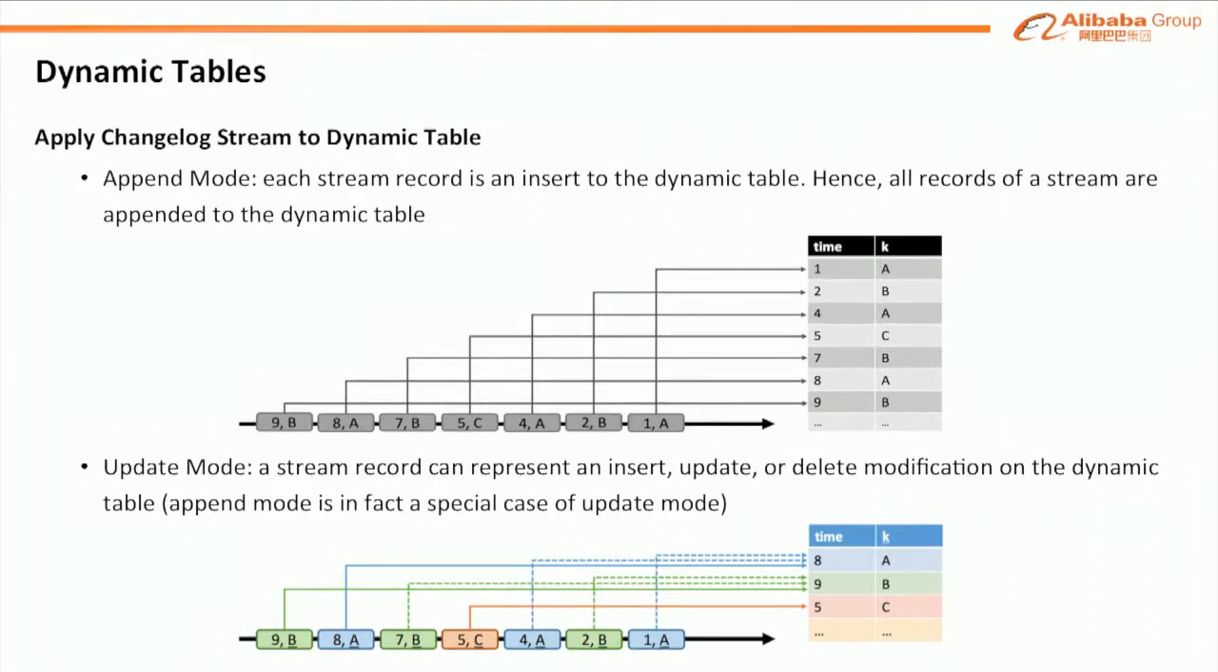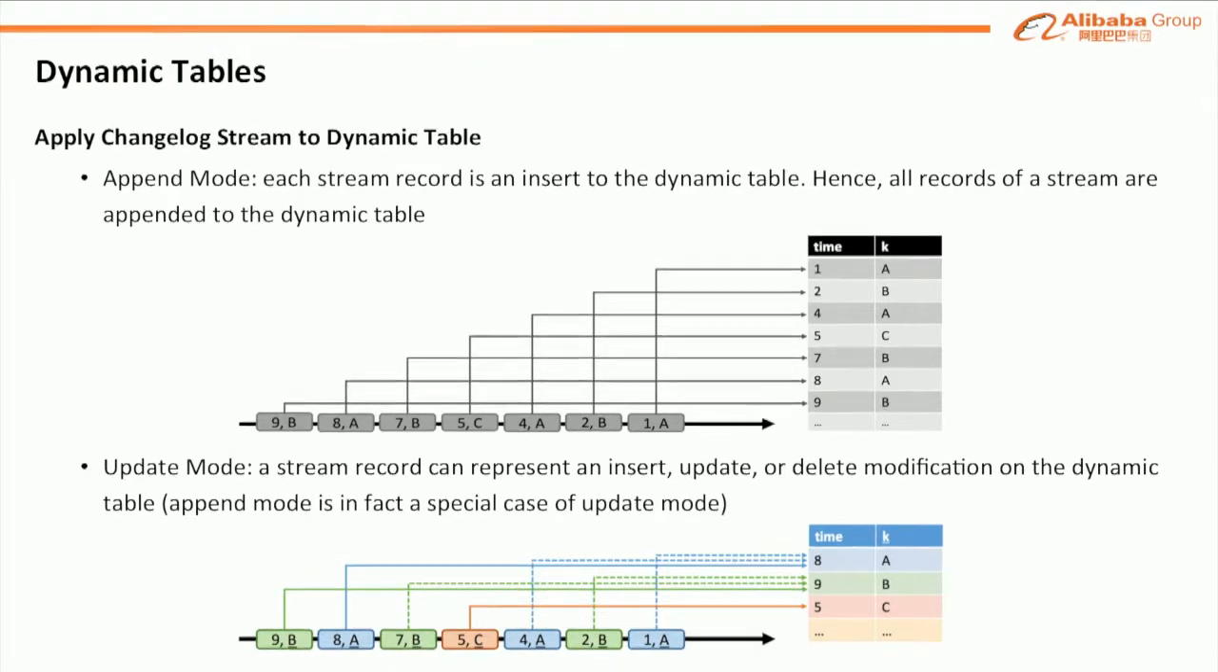When we apply the changelog into a dynamic table, conceptually there are two modes. In the first mode, the dynamic table does not have any primary key. So each event in the changelog stream gets appended to the dynamic table. Hence, all the records in the stream become records in the corresponding dynamic table. This is the simplest one, the append mode.